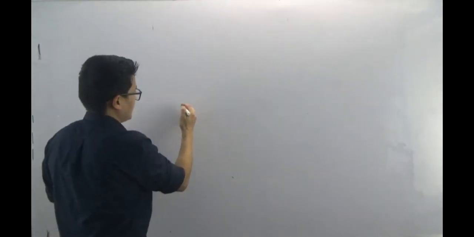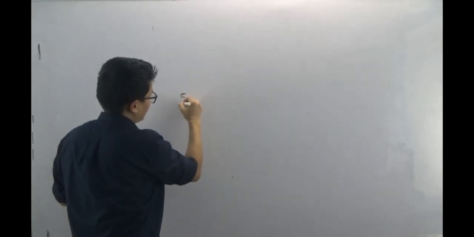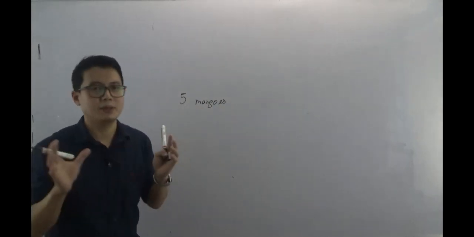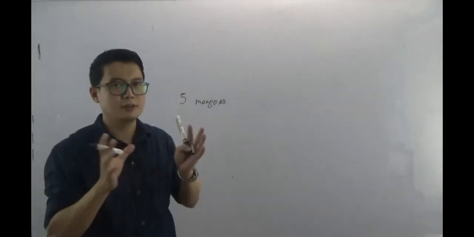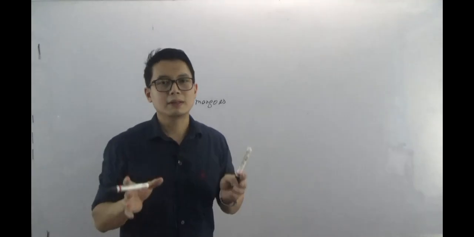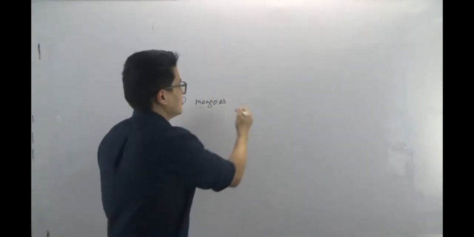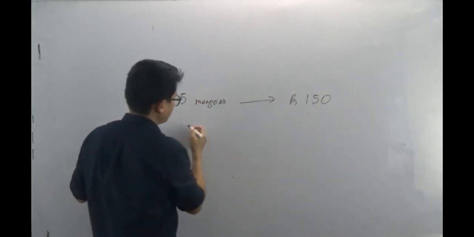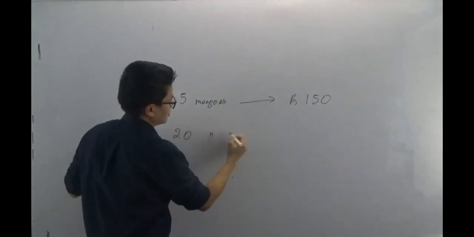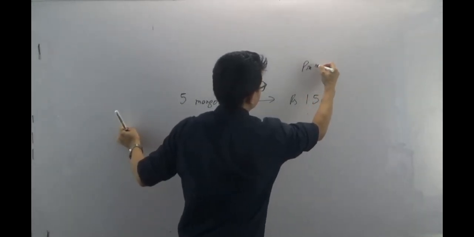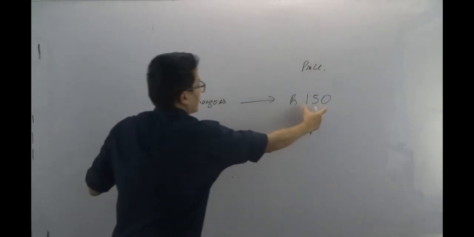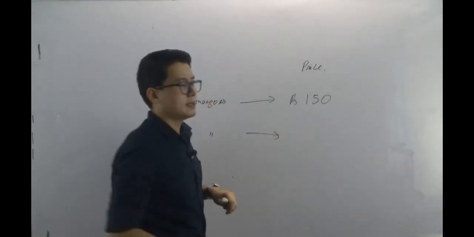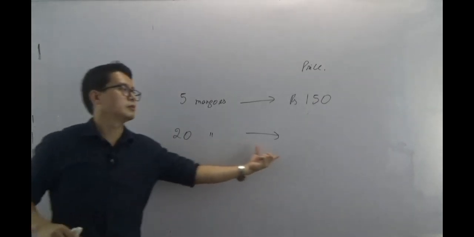I mean, see, let's say 5 mangoes. The basic buildup of maths is from here: unitary method, ratio and proportion. So everything starts from here. If 5 mangoes cost rupees 150, how much would 20 mangoes cost? So if 5 mangoes can be bought for rupees 150, how much money is needed to buy 20 mangoes?